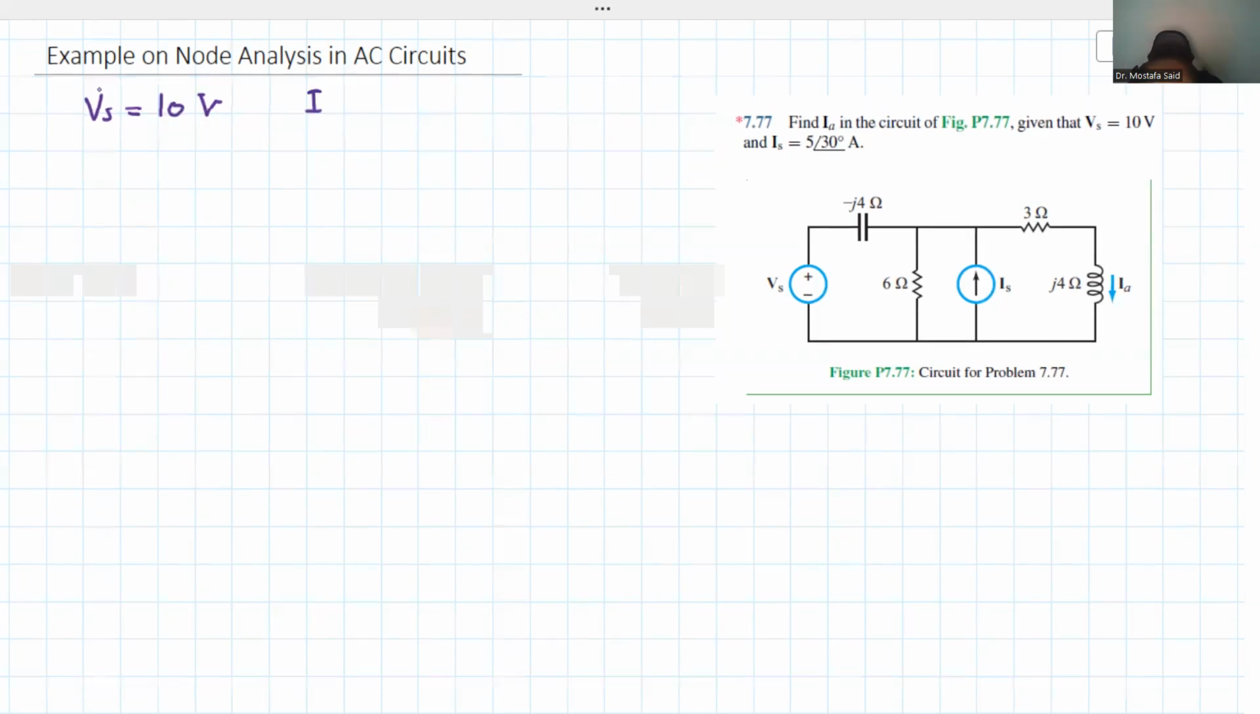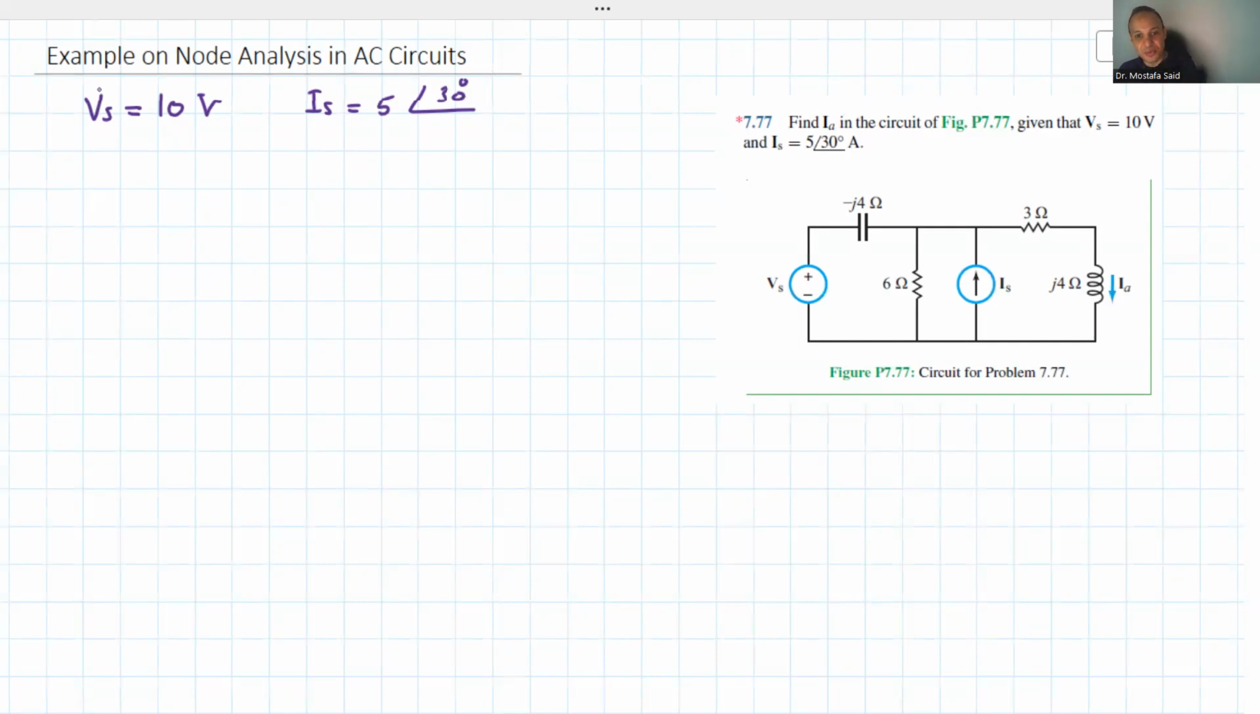IS, on the other hand, has a phase, an angle. It's 5 angle 30 degrees. Of course, degrees and radians matter so much here, so you must know exactly whether it's radians or degrees. In our examples, we usually use degrees. Good. So I'm going to solve this example in this video using node analysis. And of course, if you solve it with other methods like Thevenin, mesh, or superposition, you should get the same answer.